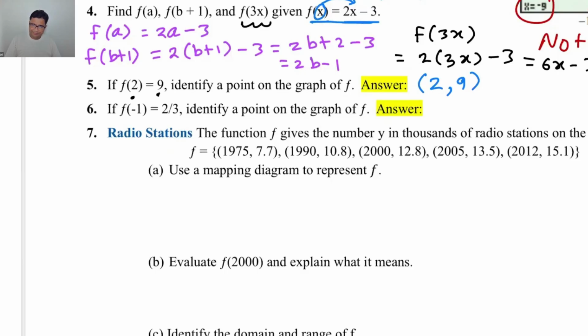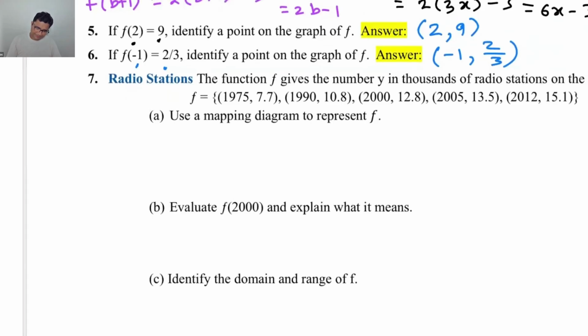Okay. This is for your practice. The next one, please write your answer and check with me. Okay. When the input is -1, the output is 2/3.